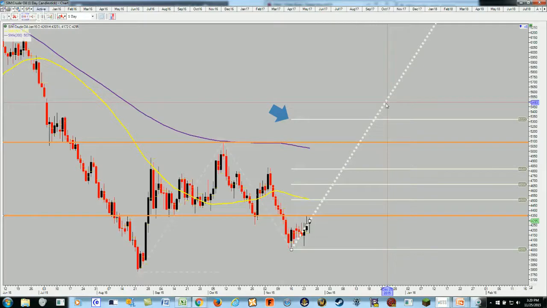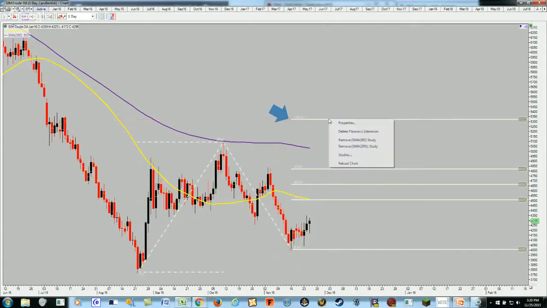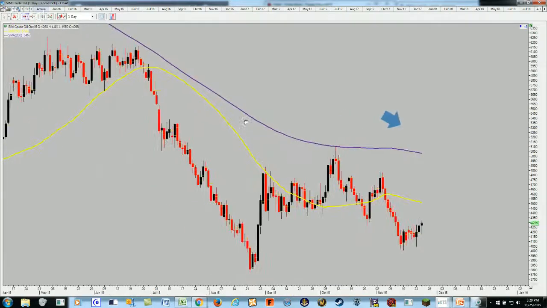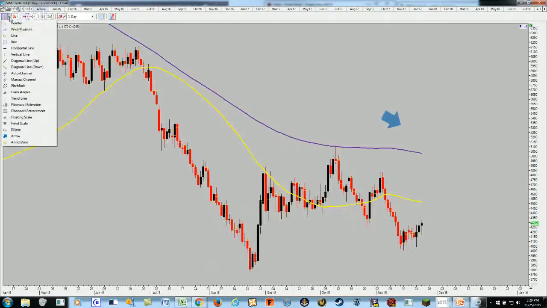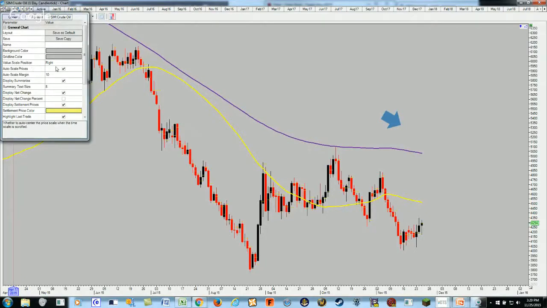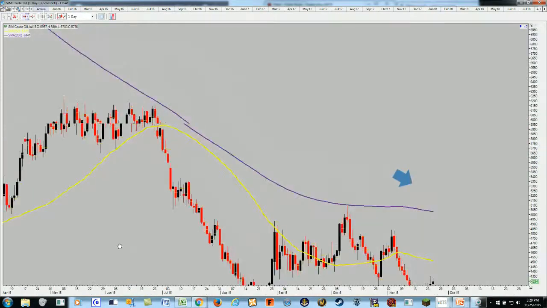Let me get rid of some of these lines here. Let me delete this trend line. Let's get rid of this line. And what we're going to do is price scale this on the other side. So let me get rid of this. And then we want to move this over. And then I want to take the auto scaling off my charts so that I can move it. All right, so now I can move this up and down.